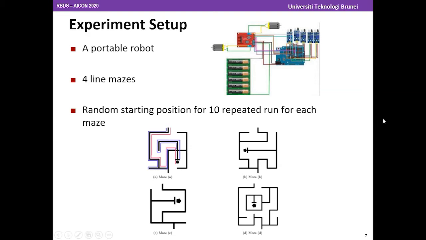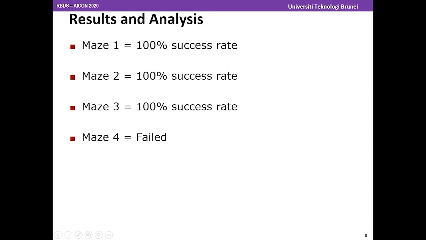Okay. And then we evaluate the algorithms using 4 different mazes. And then we randomly put the robots in 10 different random positions for each run of the maze. So we use 1, 2, 3, 4 different mazes, and we place the robots in different locations and run the experiment 10 times.